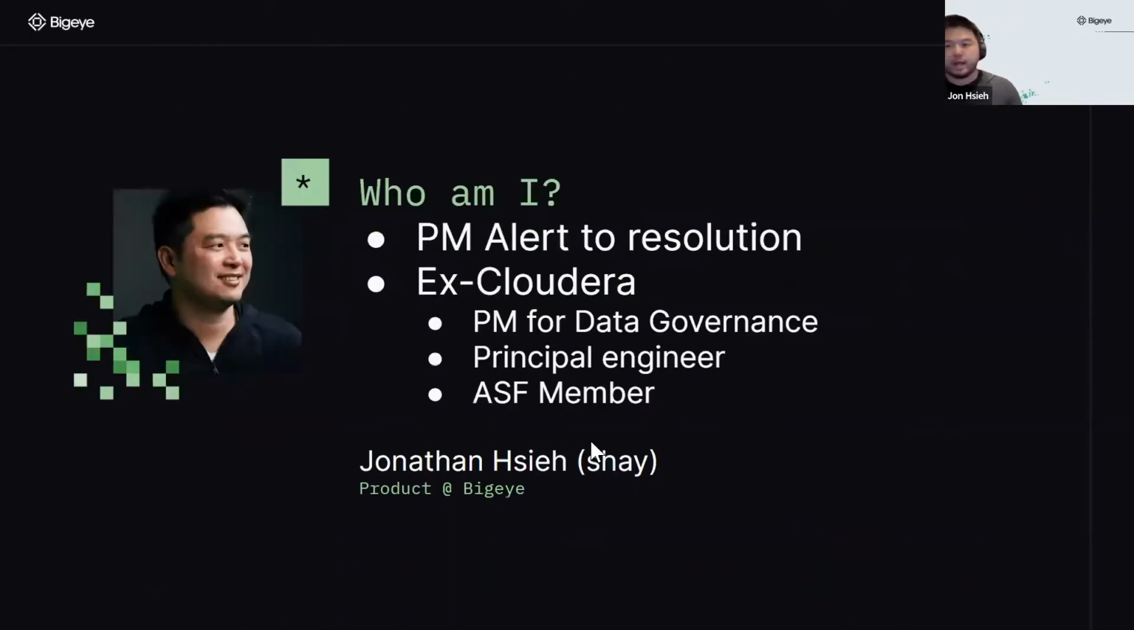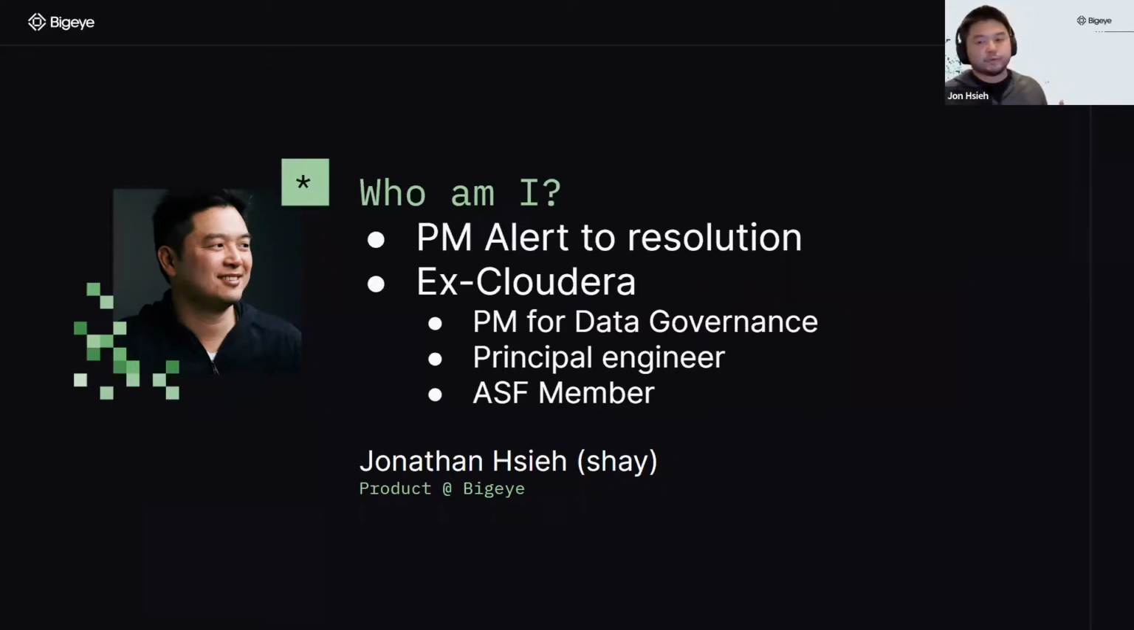So who am I? I'm Jon Hsieh. I am a product manager responsible for the alert to resolution phase of BigEye, a data observability platform. Basically, once we detect a problem with your data, I'm responsible for everything after that. Before my role at BigEye, I was at Cloudera for many years.